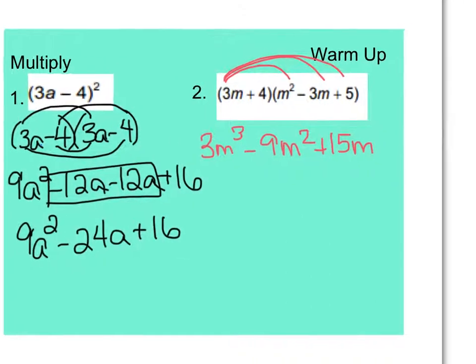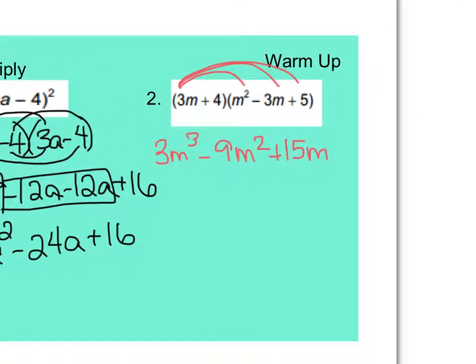Switching to the second term, the 4. 4 times m squared is a positive 4m squared. 4 times negative 3m is negative 12m. And 4 times 5 is a positive 20.